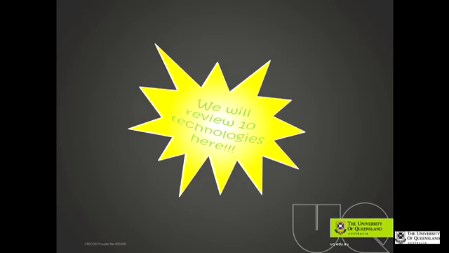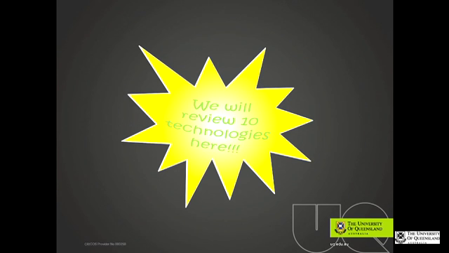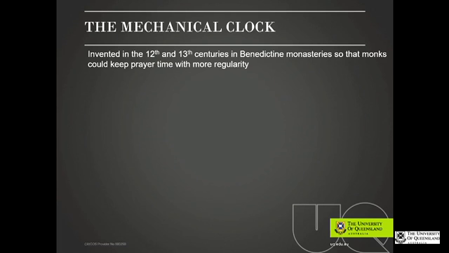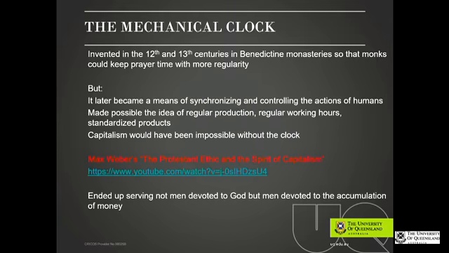So let's review 10 common technologies here and see what their effect is, not necessarily on cities, though including on cities, but in society in general. So one is an interesting one, the mechanical clock. The mechanical clock was invented in the Middle Ages, in monasteries, to keep time for the monks so they would know when to pray, right? So initially it was meant to serve the needs of religion.